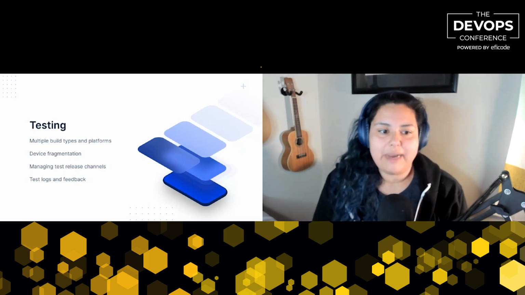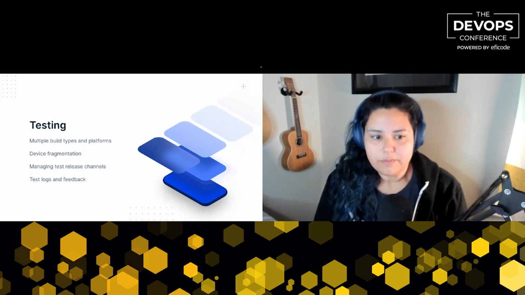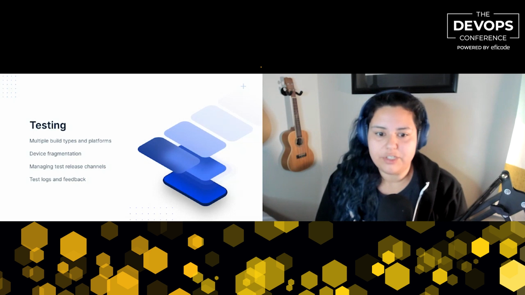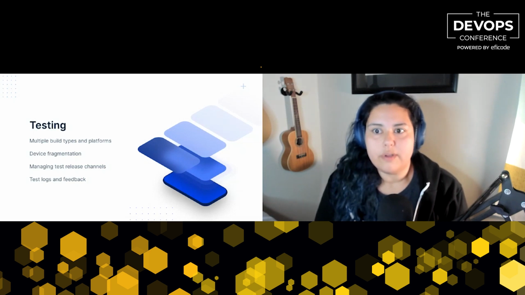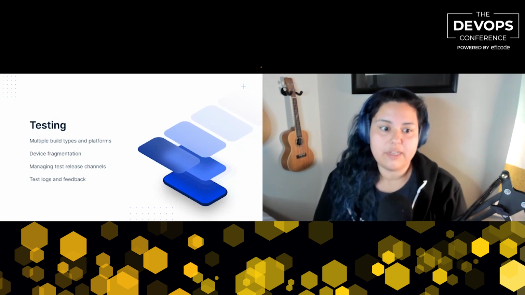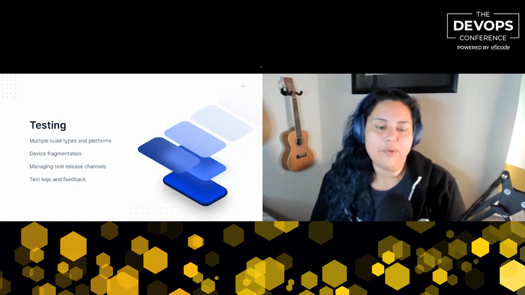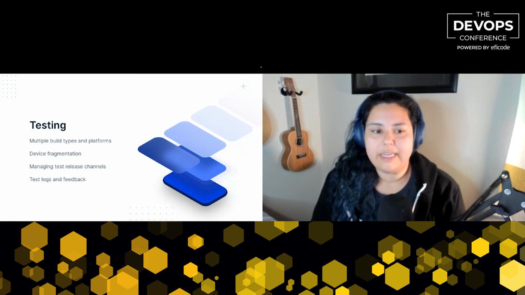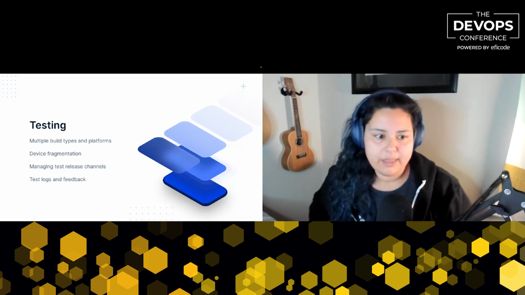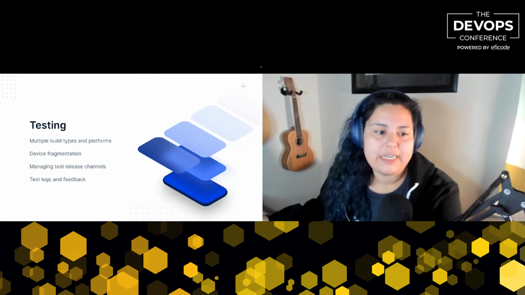You also need to manage test release channels. When you're testing your applications on mobile devices, you're not necessarily just dealing with one testing environment. You will likely have multiple stages of tests, and that will have different channels. And so those need to be maintained separately. And then you also need to consider your test logs and your feedback.